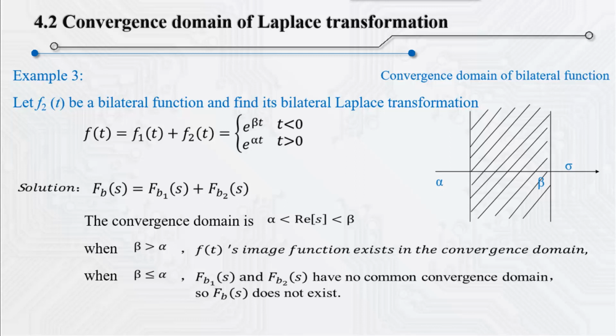When beta is greater than alpha, the image function of f(t) exists in this region between alpha and beta. When beta is less than or equal to alpha, F1(s) and F2(s) have no common convergence domain, so F(s) does not exist. Bilateral Laplace transformation facilitates analysis of bilateral signals, but its convergence conditions are more demanding. This also limits its application.